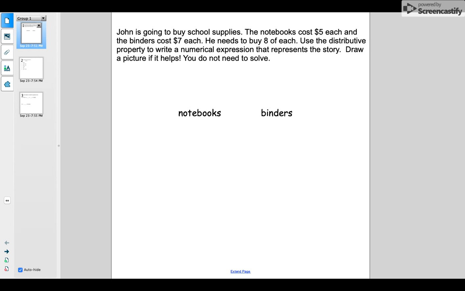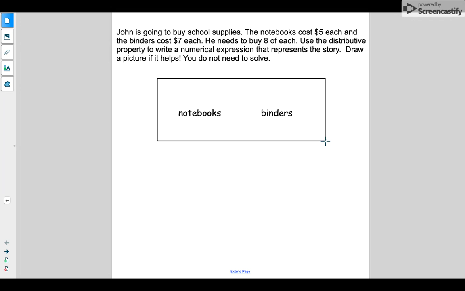I always think drawing a picture would help. So if I'm going to draw a picture, I know that every time I buy a notebook, it's going to cost me $5 each. And every time I buy a binder, it's going to be $7. So right away, I know that this is multiplication because I'm buying more than one of something at the same cost. So I'm making arrays to help me see that it's multiplication.